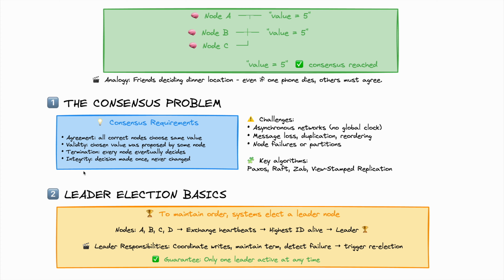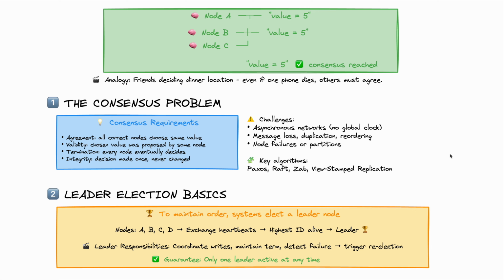And the last one is integrity. It means that a decision, once made, never changes. In our case, let's say the nodes agreed on the value 5 and are accepting that value. That value cannot be changed. Even if a node later, because of certain logic, wants to change that value, it cannot be changed, because that value should be the same across all of our nodes.